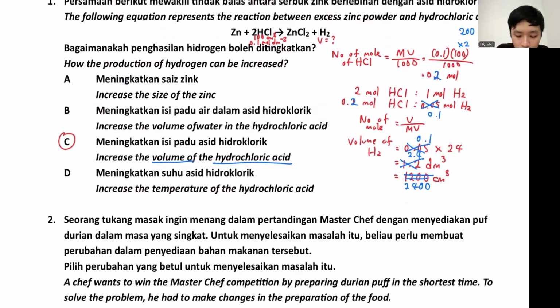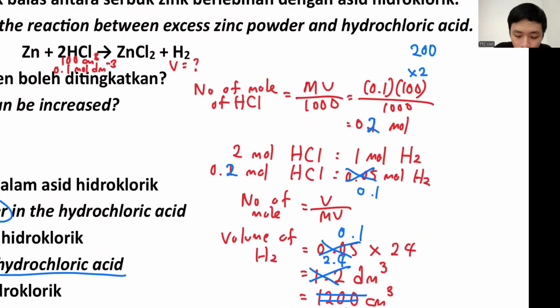Okay, I tell you, A doesn't work. It doesn't matter. B, increase volume of water. Increasing the volume of water is even worse. You know what it means by that? It means in your acid you add more water. Like, let's say your Milo, add more water, right? Instead, your Milo becomes less concentrated, more diluted, more water.